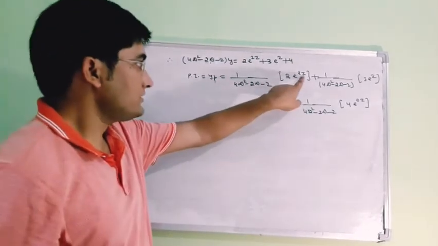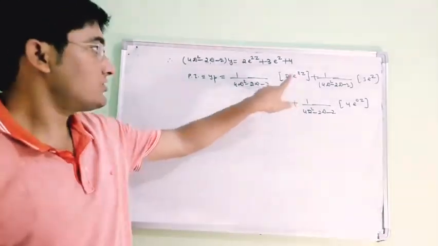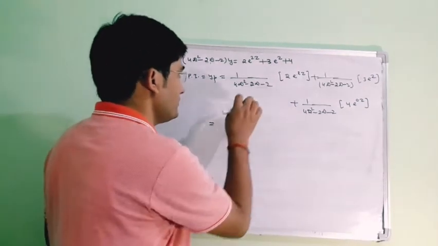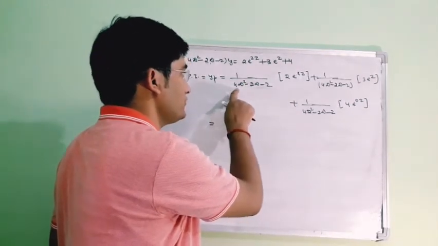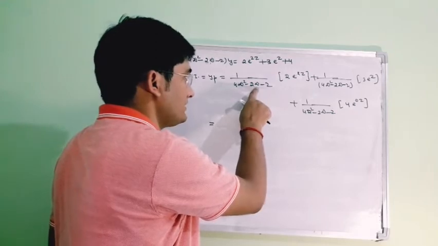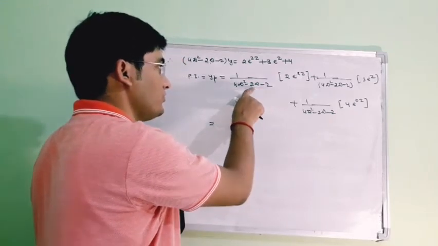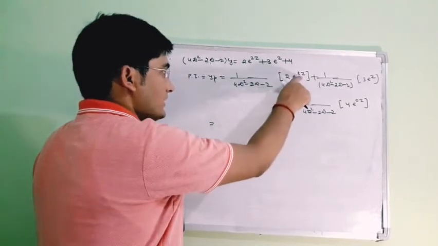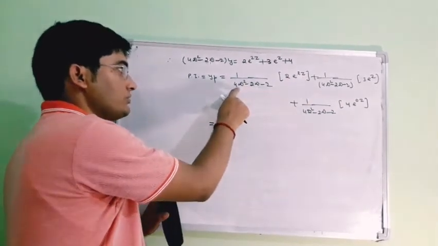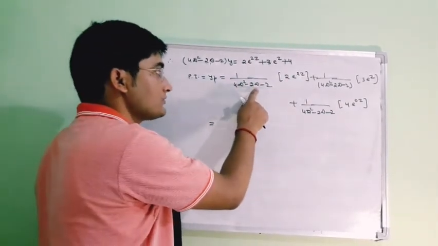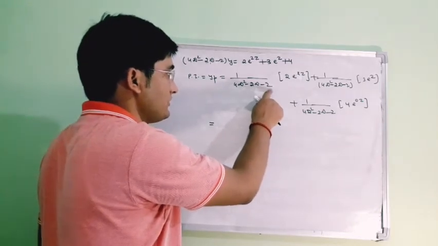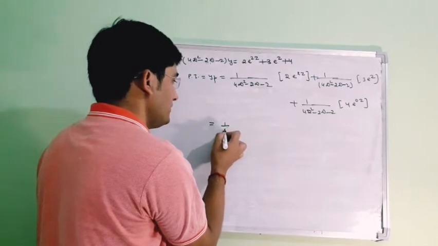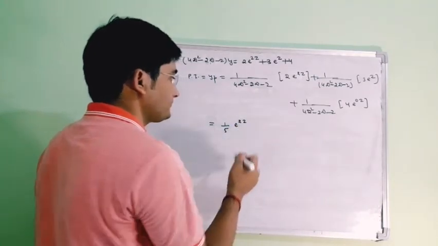Now if we replace D by 2, then this will be 4 into 4, 16. D is 2, so this will be 4 into 2, that means minus 4. So if you replace D by 2, then this will be 16 minus 4, that means 12 minus 2, that means 10. So this will be 2 upon 10, that means 1 by 5 e to power 2z.